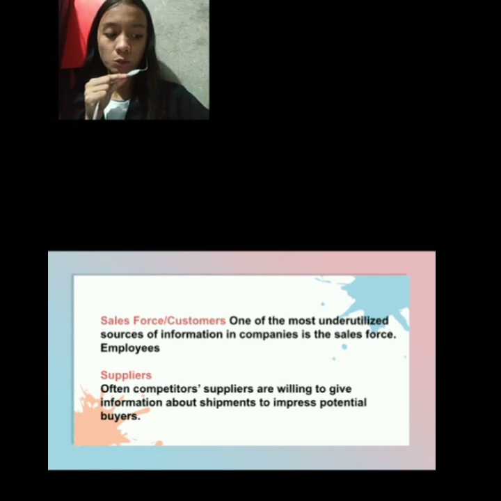Companies use salespeople for updating competition. Salespeople also get information from the customers so that they clearly show that the customer will benefit by passing along the information.